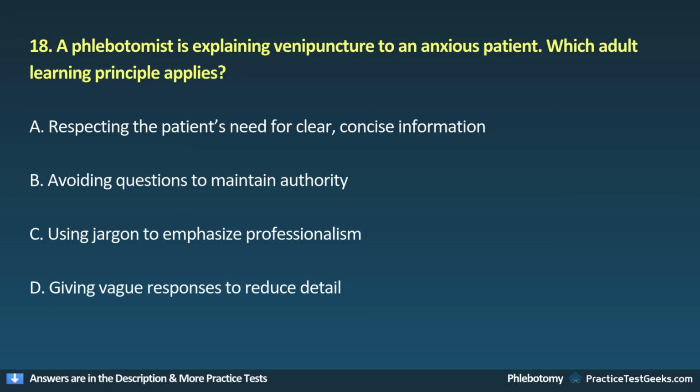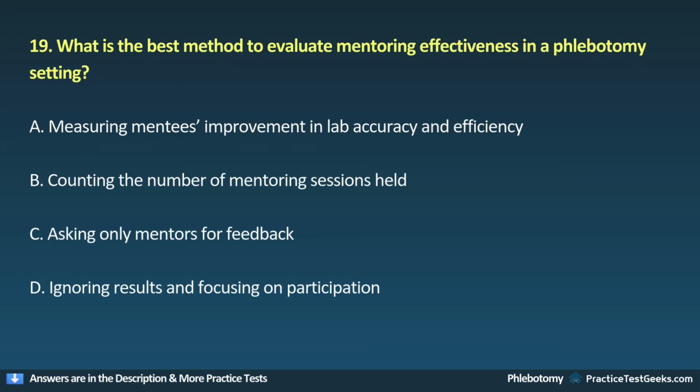18. A phlebotomist is explaining venipuncture to an anxious patient. Which adult learning principle applies? A. Respecting the patient's need for clear, concise information. B. Avoiding questions to maintain authority. C. Using jargon to emphasize professionalism. D. Giving vague responses to reduce detail.